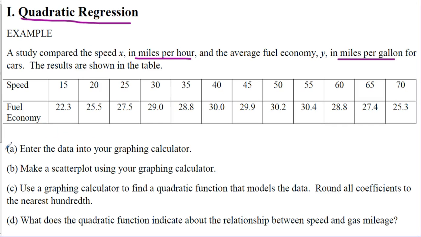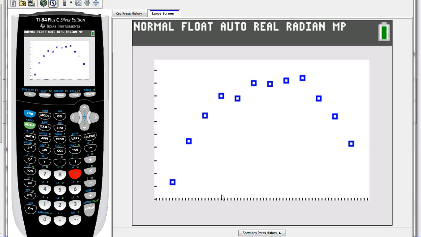All right, so check, enter the data; check, scatter plot. Next: use the calculator to create a quadratic function that models the data. So we know some things about the data, right?